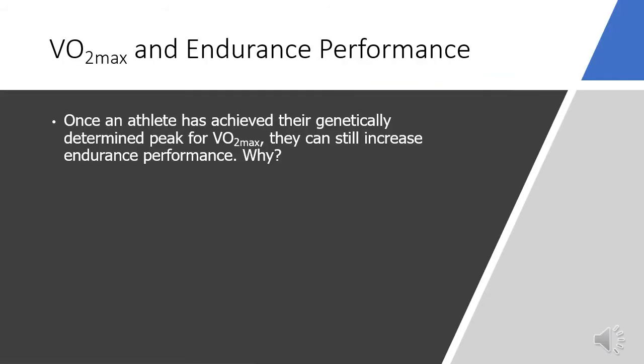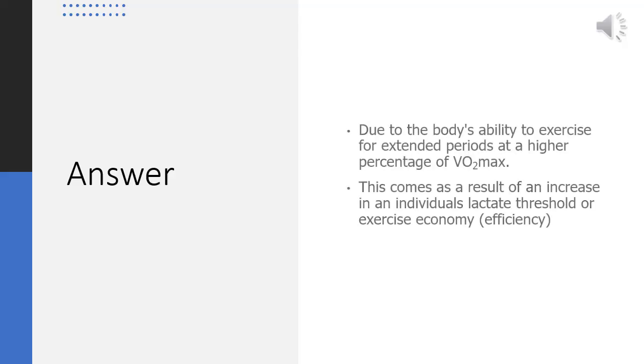Alright guys, now I want you to take a moment, pause the video and think over this question. Once an athlete has achieved the genetically determined peak of VO2 max, they can still increase their endurance performance. Why do you think that this might be? The reasons why their performance can still improve even though their VO2 max has not improved.